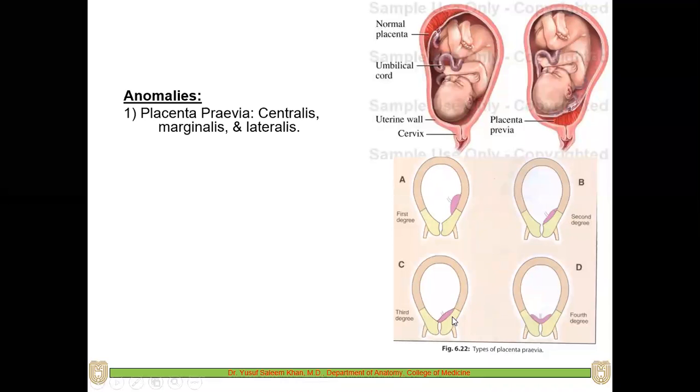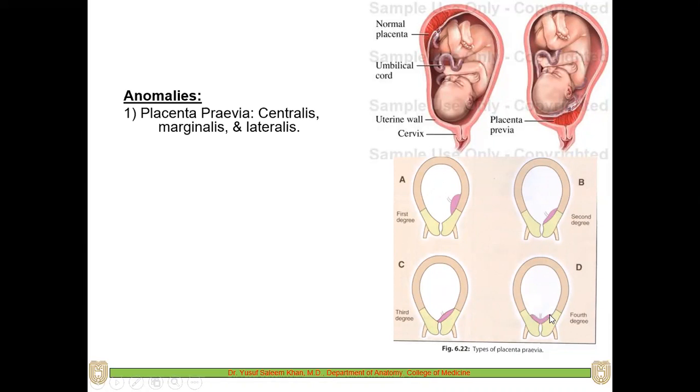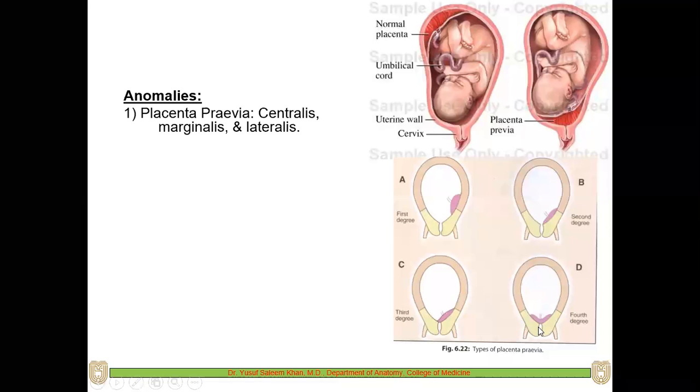Sometimes it is marginalis, where part of the margin is covering. Whenever the cervix dilates, at that time it will slide away. Especially, it will be covering initially, but during delivery it slides. So it might cause some problem, but still there can be a delivery. Even if there is some difficulty, it will deliver. But in the case of centralis, it is totally covering whatever the size of the cervical dilatation, and it doesn't allow the fetus to come out at the ninth month.